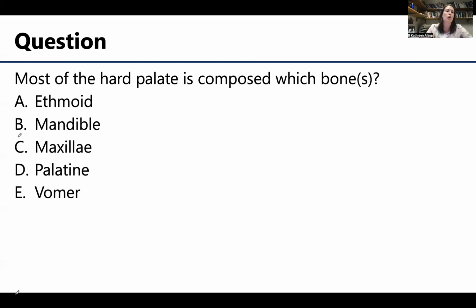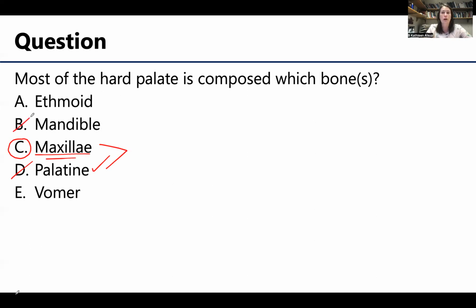And when you're ready, I hope that you landed on C, the maxillae or maxillary bones. The maxillary bones are going to form the majority of the hard palate. It is not the very similarly named palatine bones, even though these palatine bones do form a part of the hard palate. So it's the maxilla and the palatine bones that form the hard palate, but it's the maxillary bones that form the majority or the more anterior portion.